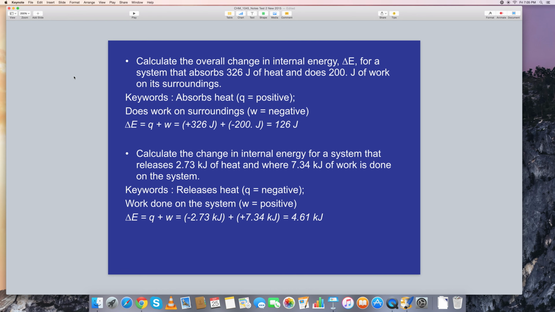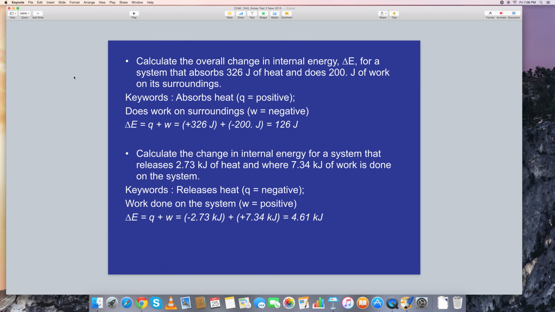Calculate the change in internal energy for a system that releases 2.73 kilojoules of heat, where 7.34 kilojoules of work is done on the system. Key words here: it releases heat. That means Q is going to be negative. Work is done on the system. This indicates that W will be positive.